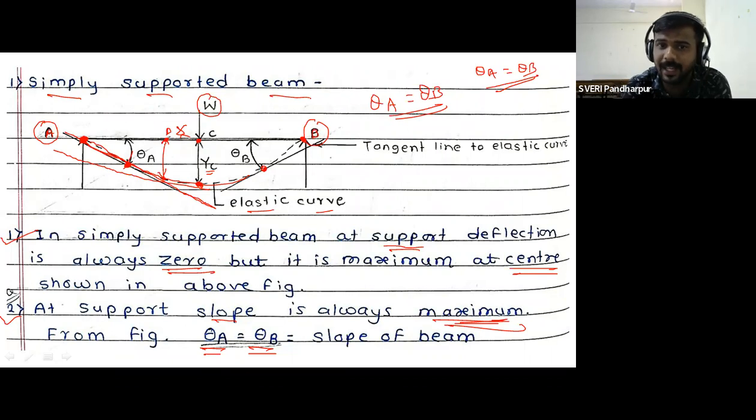Represent YC, theta A, theta B, elastic curve, and write down these two statements in the form of deflection where it is 0 and maximum, and for the slope. At support, slope is always maximum. त्याचाच अर्थ तो की तो आपण सेंटरला स्लोप काढू शकत नाही, कारण त्या ठिकाणी आपल्याला टँजंट पॉइंट मिळत नाही. The tangent points are very close to the supports.